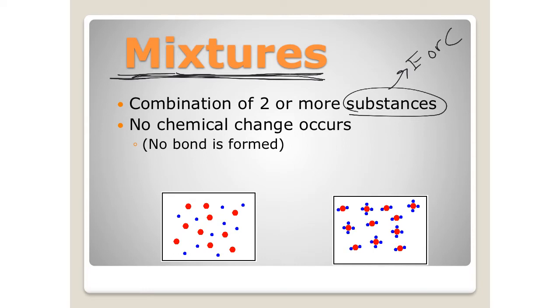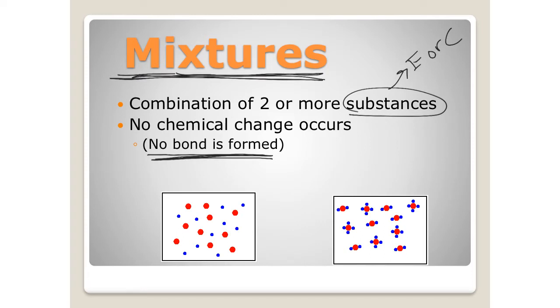So we could have two or more different elements. We could have two or more different compounds in order to be a mixture. We could have an element and a compound in order to be a mixture. Now, the key to picking out a mixture is that no bond is formed.